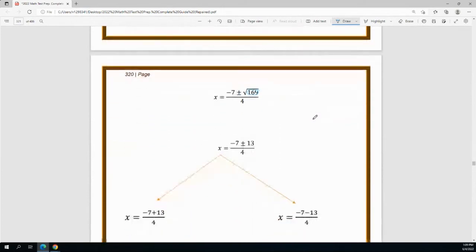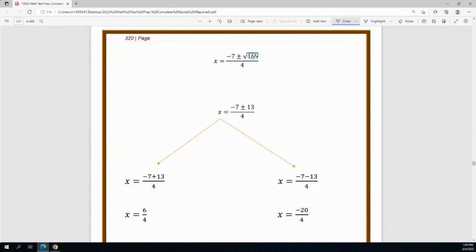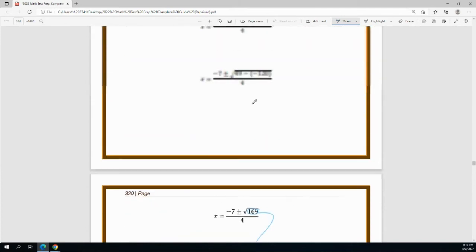Keep going. Now I'm left with one number underneath my radical. So what is the square root of 169? You would say, oh, well, that's 13. And I'd say, yes, it is. So now look at what your math problem is. After all of that, I'm left with this: X equals the opposite of 7, plus or minus 13, all divided by 4.